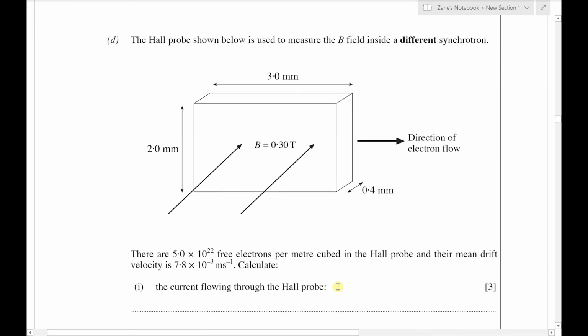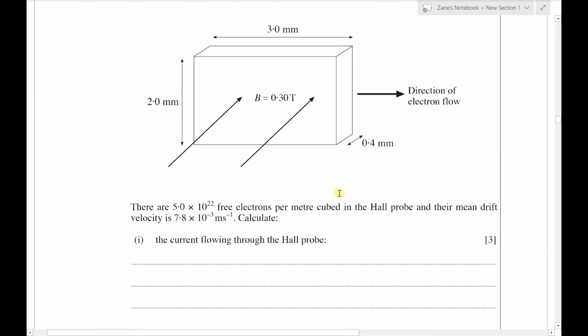Next, the question talks about a Hall probe being used to measure the B field inside a different synchrotron. We're given that there are 5 times 10 to the 22 free electrons per meter cubed in the Hall probe, and their mean drift velocity is 7.8 times 10 to the minus 3 meters per second.